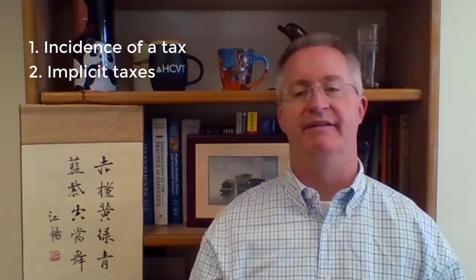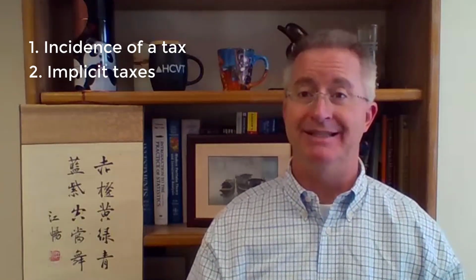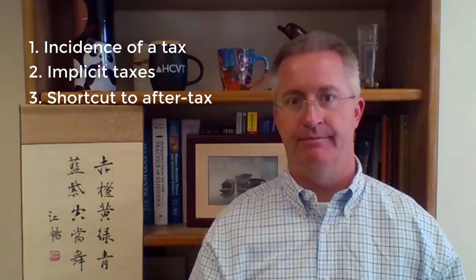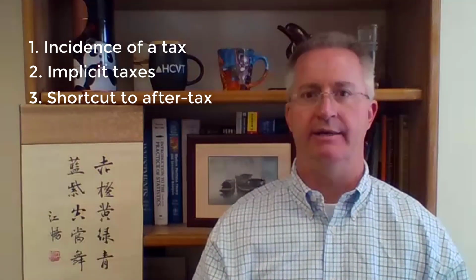Welcome to Video 1E. In this video, we're going to cover three primary learning objectives. Number one, we're going to describe the concept of incidence of a tax. Number two, we're going to define and provide examples of an implicit tax. And number three, we're going to use a handy shortcut to calculate after-tax returns.